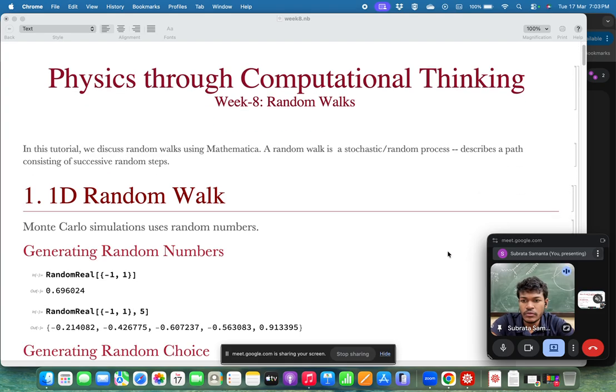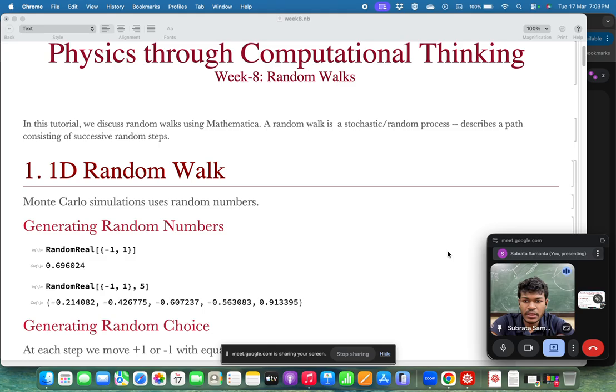So, let us first start with a 1D random walk. Basically we move only in one direction, let us say only on the x axis, both positive and negative. The dimension is 1, so we move along only one axis.